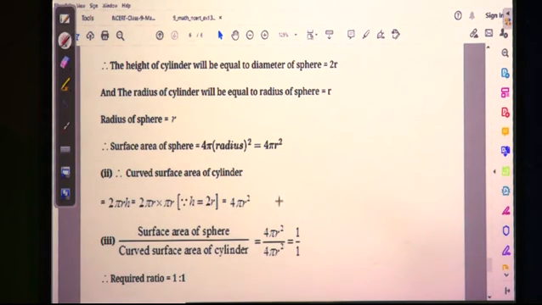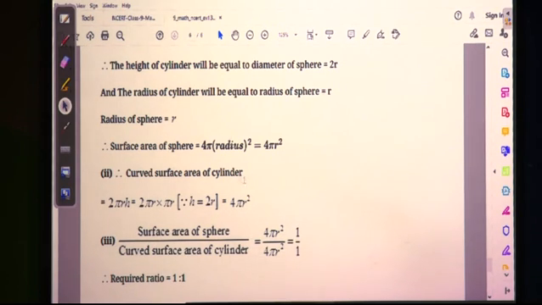For the curved surface area of cylinder, we shall write here in front of it. It is 2 pi r h. It is 2 into pi into r, and what is the value of h? It is 2r. So, 2 2s are 4 pi r square. It is 4 pi r square, and we can see the same thing that has been mentioned here, 4 pi r square.